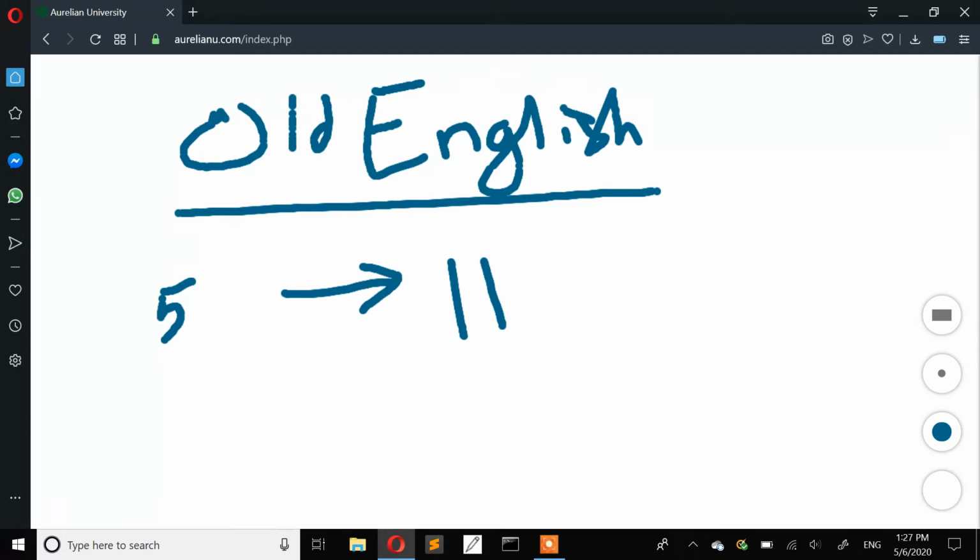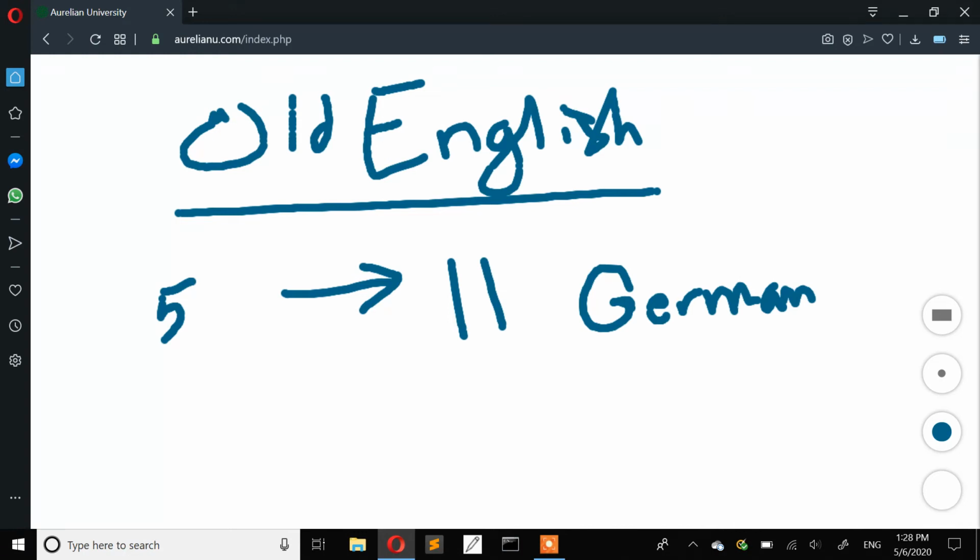It's related to modern day German, for example. It has a lot of similar inflections in the words, so word endings, for example. It's also related to languages like Dutch, Icelandic, Old Norse, things like that.